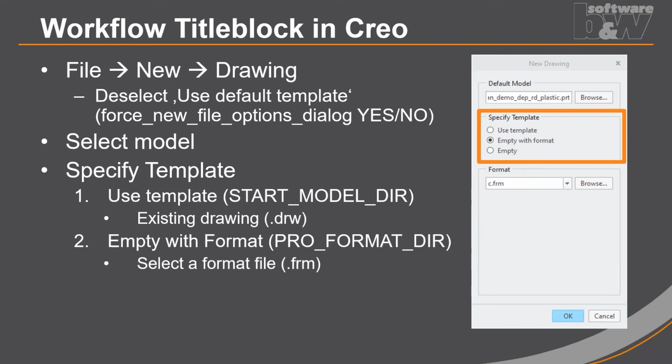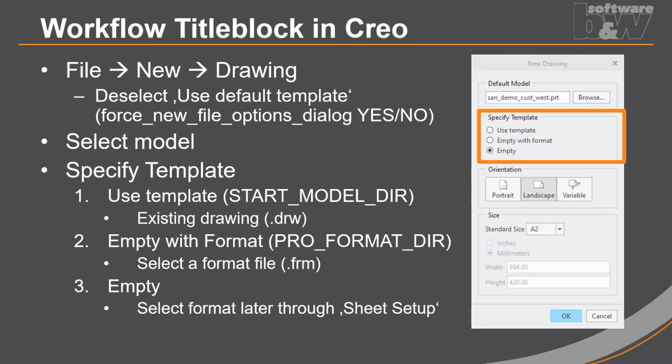The second option is you can have an empty format with this format file in the background. So you have to select this format file. Again, you have a config.pro option that controls the target directory of this selection. And the third option is to leave everything empty, and you have to select the format later through the sheet setup command.